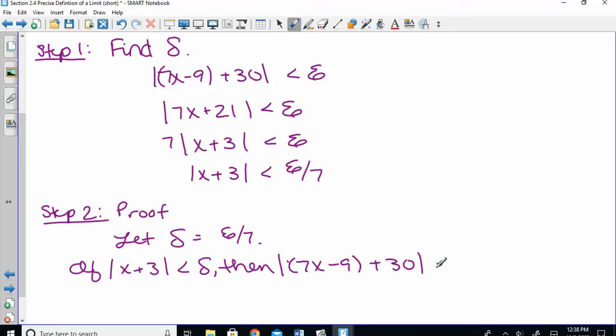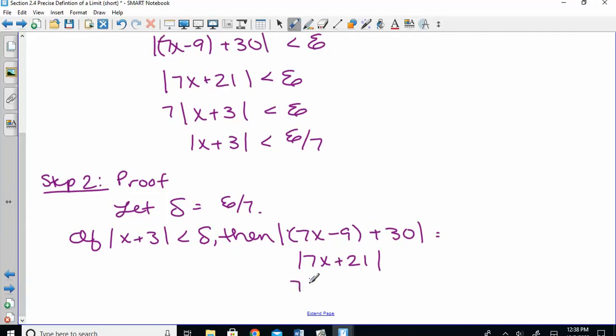So we combine our like terms. And take out the 7. But we know that the absolute value of x plus 3 is less than delta, so this has to be less than 7 delta. And delta is equal to epsilon over 7. So 7 times epsilon over 7 is epsilon.